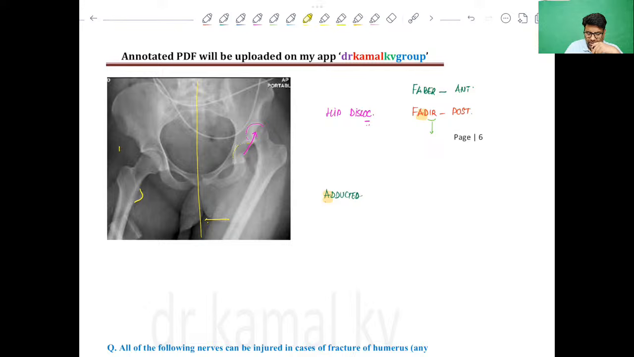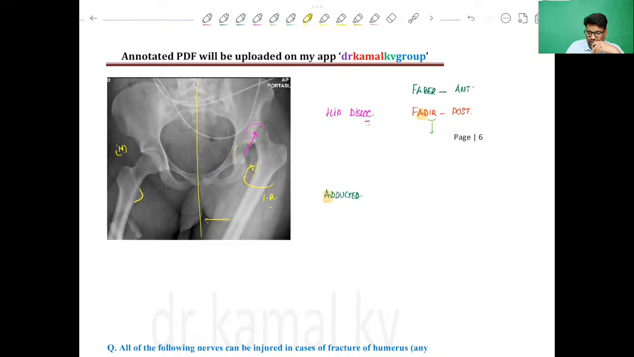This is the normal side. On the normal side we can see the lesser trochanter, but on the affected side it is very difficult to mark out the lesser trochanter. This is very difficult because there is internal rotation. The lesser trochanter has moved behind the shaft of the femur, right? So this is how we can say that there is internal rotation.